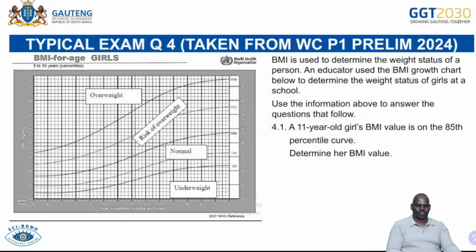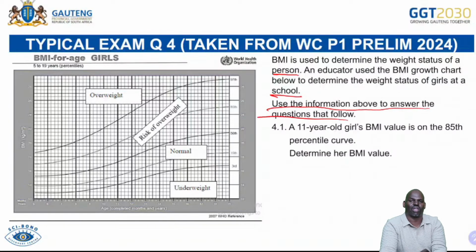Okay, then the next question is BMI. BMI is used to determine the weight status of a person. An educator used the BMI growth chart below to determine the weight status of girls at school. Use the information above to answer the questions that follow.